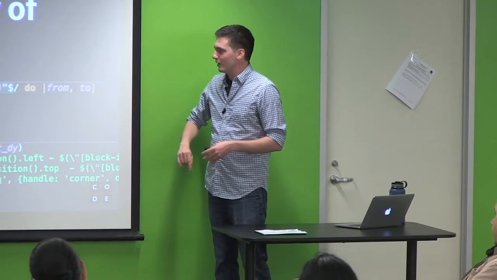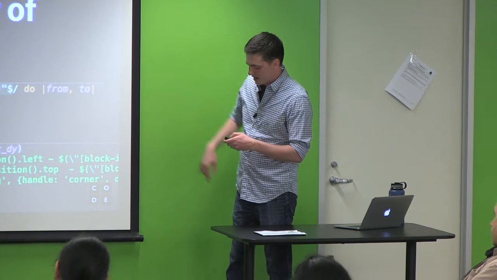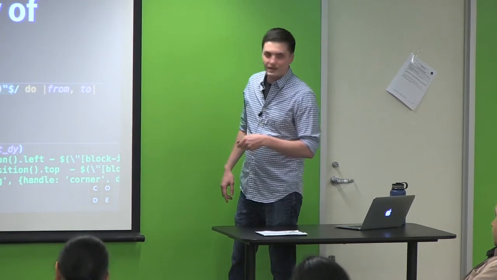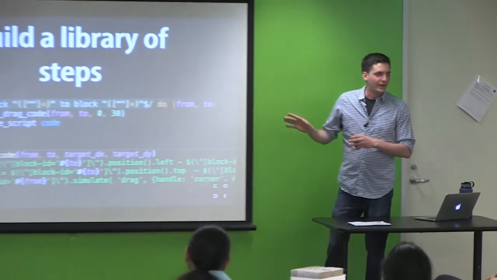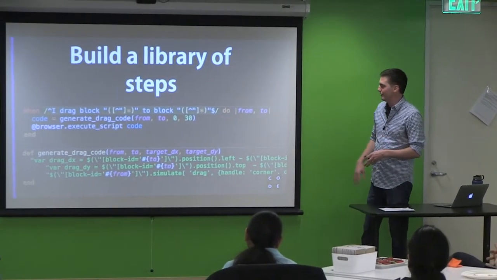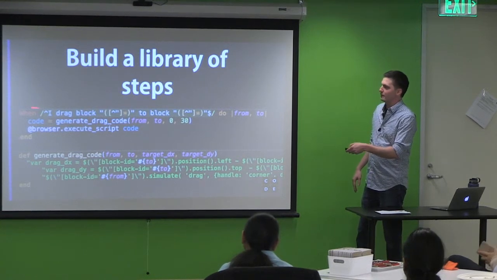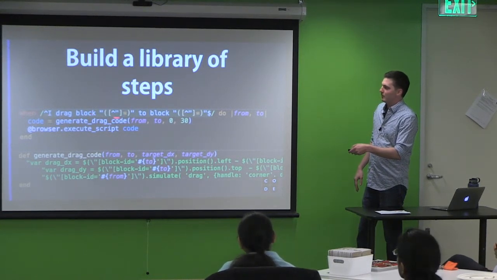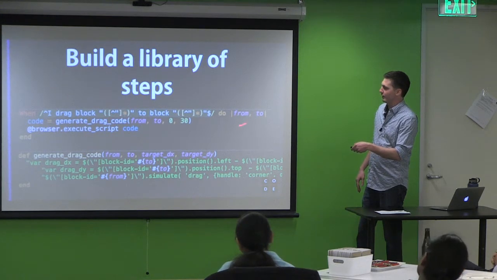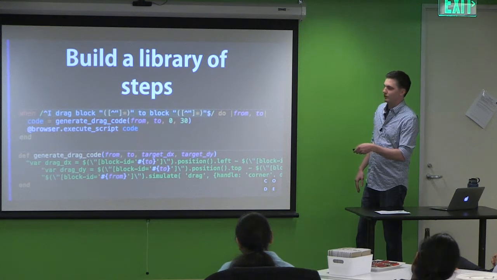So this is an example one where we say, and I drag. So this is some Ruby magic here. We're using a lot of, might not look like actual code. This is the Cucumber syntax for generating a new step. We're going to say when I drag block blank to block blank, and then we have a little thing for some code here. And we say from, so it grabs that first part, to grabs that second part, and then we generate some JavaScript drag code, and then we execute that script on the browser.